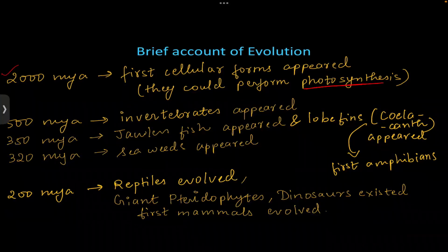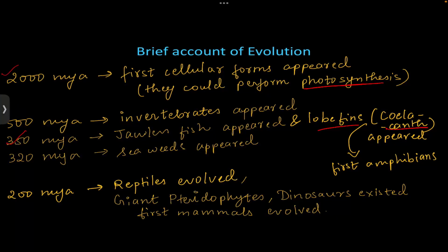Then around 350 million years ago, jawless fishes appeared, and then the first amphibians appeared, which could live in both land and water. A particular type of amphibian, which is called the ancestor of the current day amphibians like frogs, is called lobe fins or coelacanth. You can Google this coelacanth and see how it looks, how the fossils of these first amphibians look like.